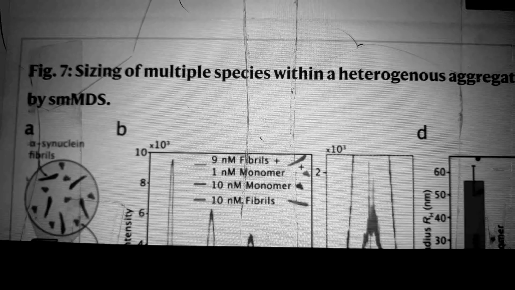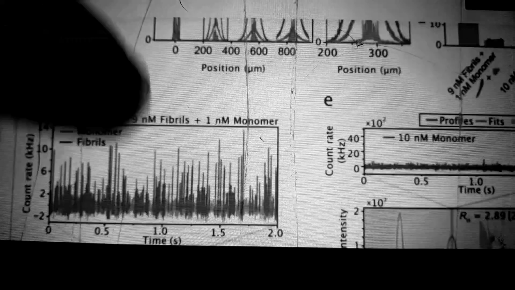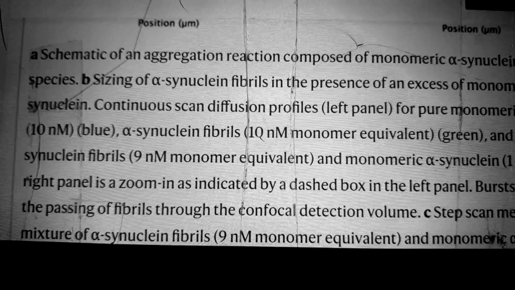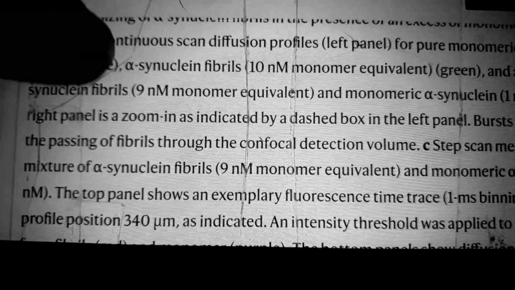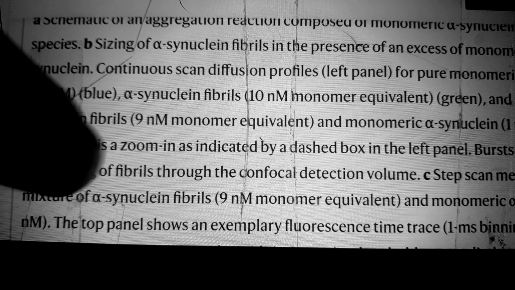Sizing of multiple species within a heterogeneous aggregation mixture by SMMDs. Take screenshots of these. You need to make notes. A is a schematic of an aggregation reaction composed of monomeric alpha-synuclein and fibril species. B is sizing of alpha-synuclein fibrils in the presence of an excess of monomeric alpha-synuclein.